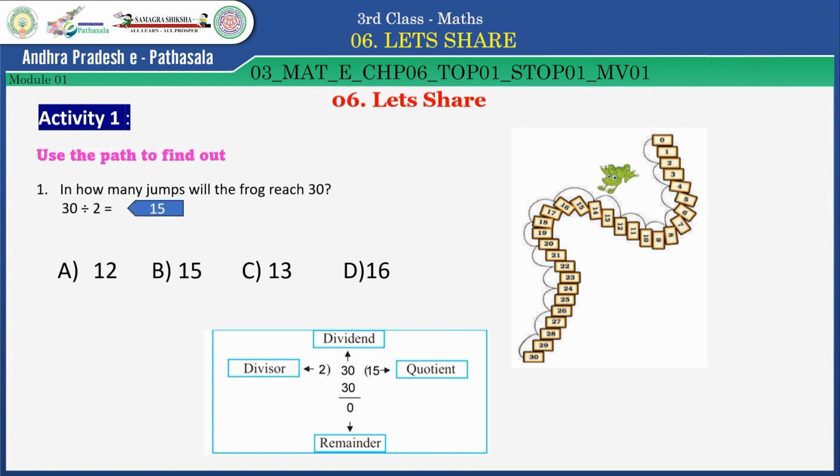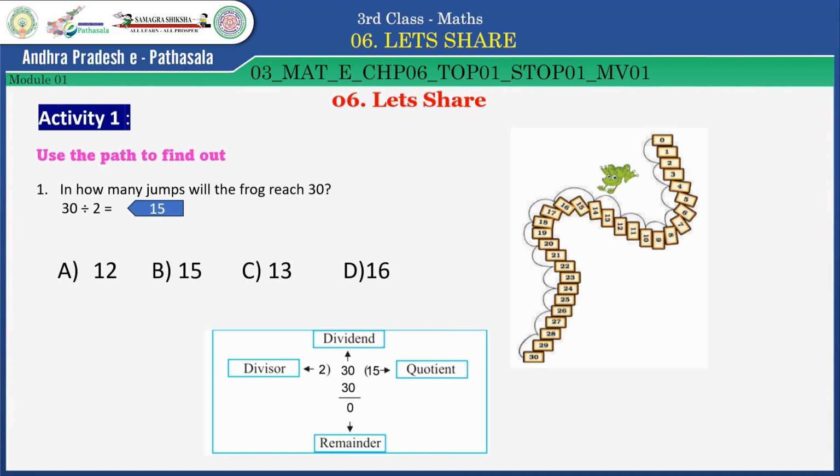Use the path and find out which animal will reach the kangaroo in 2 steps. That is 30 divided by 2. Here the dividend is 30 and the divisor is 2. 2 fifteens are 30. 30 minus 30 is 0. The quotient is 15 and the remainder is 0. Here the answer is 15. That is option A, horse.